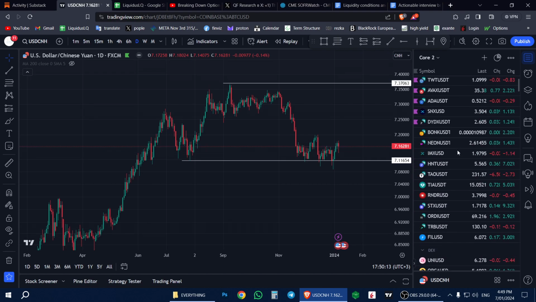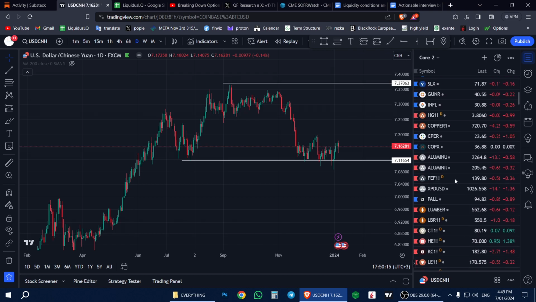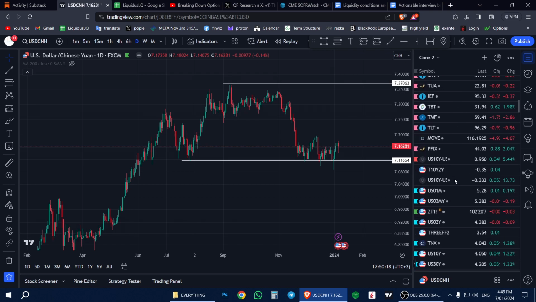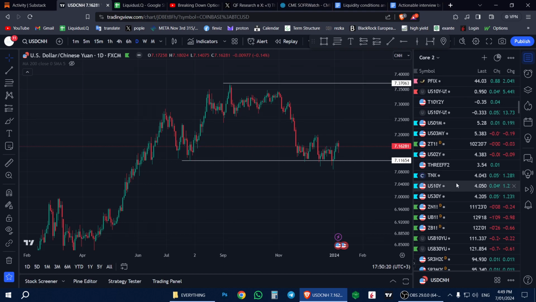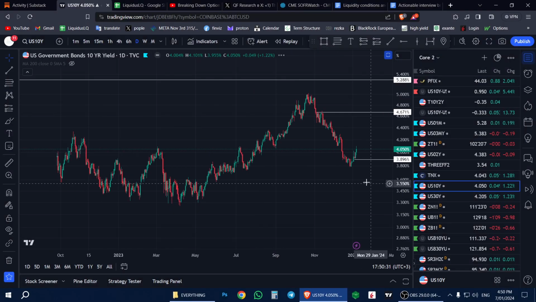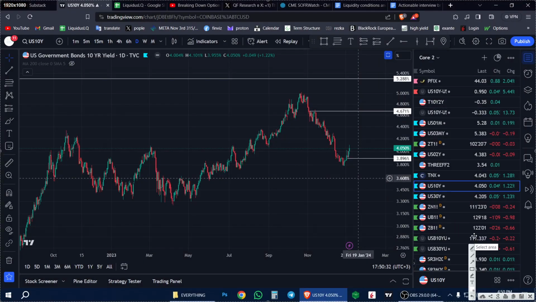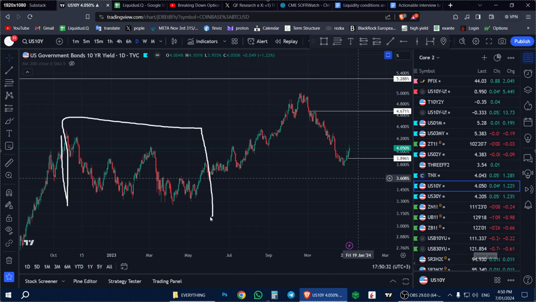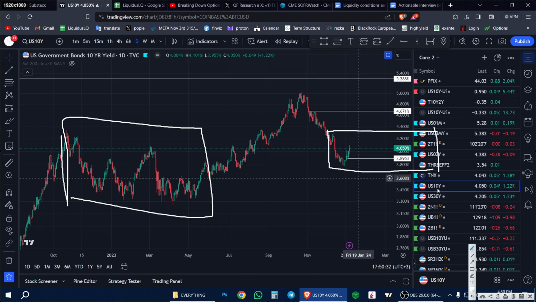Let's now talk about the rates. We talked about the dollar, which is the derivative of rates currently, and this is the rates. Once again, USD/JPY, the dollar, the 10-year and the 2-year. Everything points to the same thing. Everything points to probably something like this happening again. Some sort of consolidation within the probable range. The probable range is right here. This is the range that we are having currently.